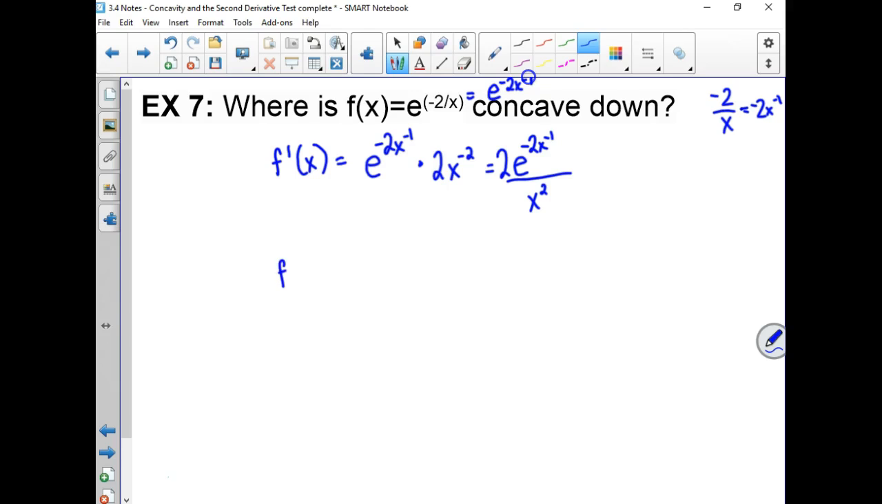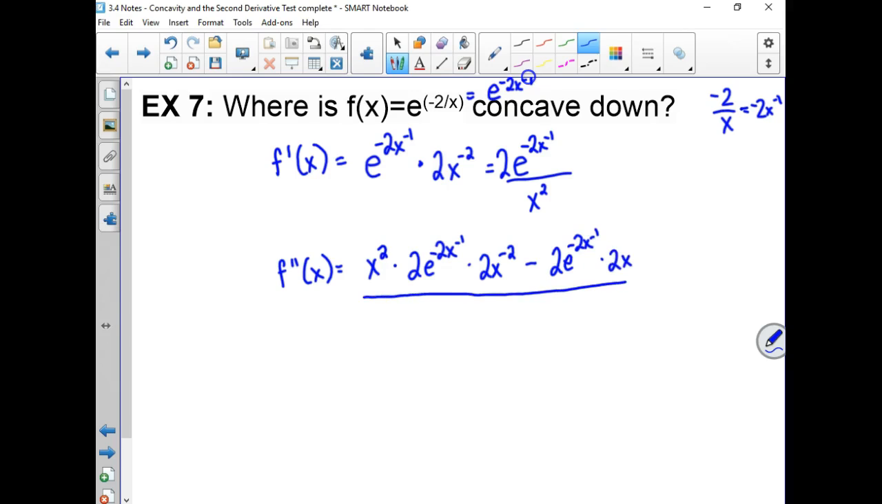So when we look at the second derivative, we're going to have x squared times the derivative of 2e to the negative 2x to the negative 1, so that's 2e to the negative 2x to the negative 1, times the derivative of negative 2x to the negative 1, which is positive 2x to the negative 2, minus 2e to the negative 2x to the negative 1, times the derivative of x squared, which is 2x, all over x squared squared, which will give us x to the 4th.